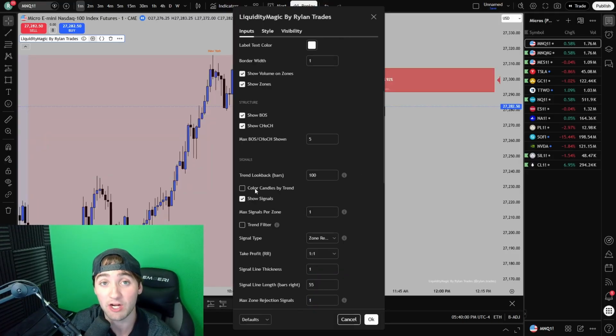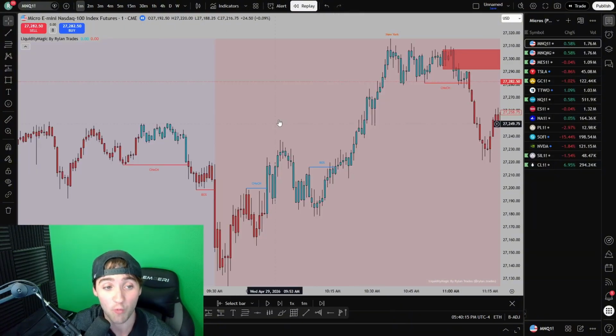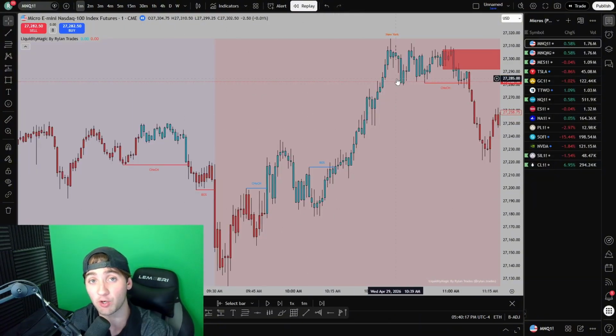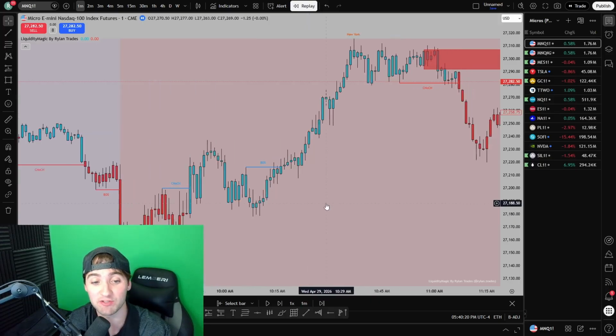And then we also have colored candles by trend. This is huge. Now we're able to see the overall trend of the market simply by seeing these candles being these certain colors.